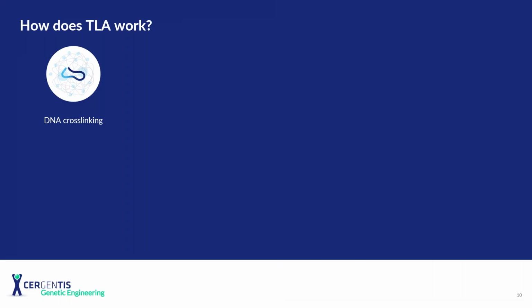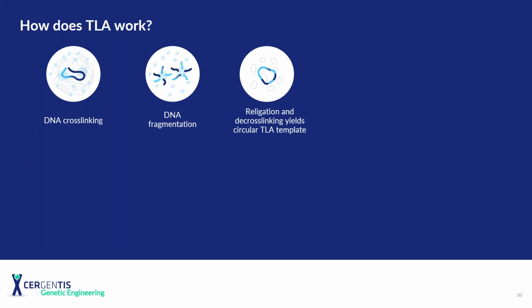But before moving to the TLA data, I would like to explain the TLA method itself. So how does the TLA work? Basically, once we receive the samples, we start by cross-linking viable cells using formaldehyde as a cross-linking agent. And in case we work with virus-producing cells, we ask to provide us with cross-linked sample. After the cross-linking step follow the steps of restriction using a restriction enzyme and ligation to create DNA circles.